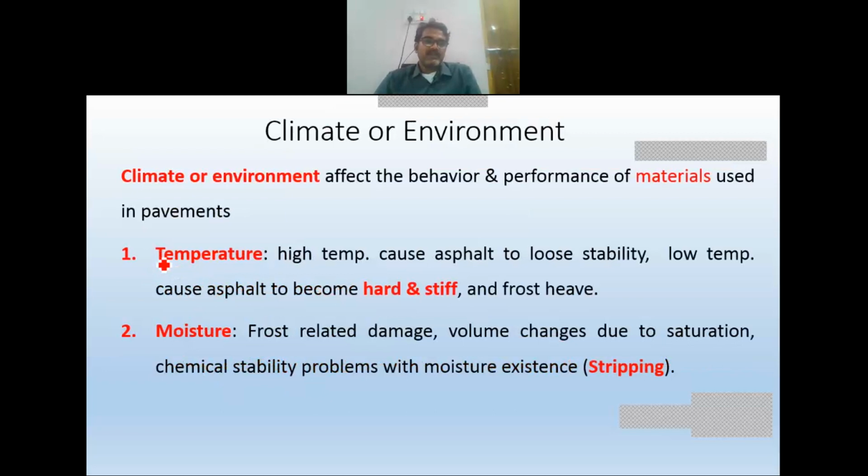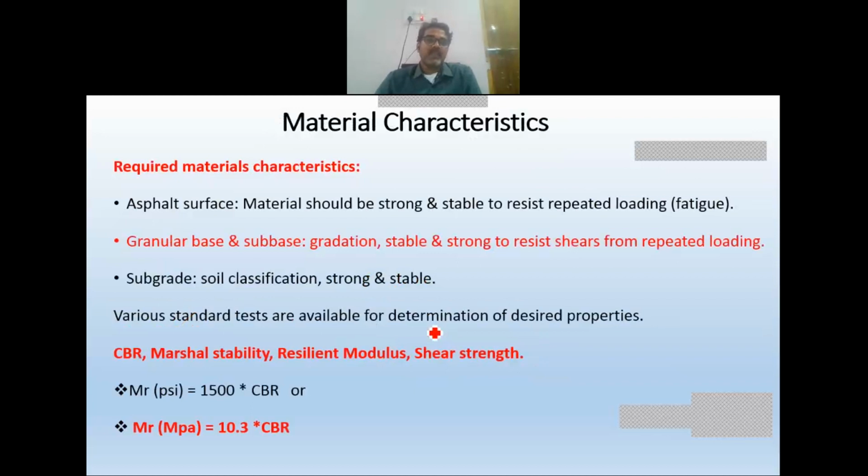Then environment, yes, we need temperature variation, and we also consider moisture, as temperature and moisture affect the pavement performance. Now coming to the material characteristics, yes, there are different types of materials used in the construction of flexible pavement. If you see from the top, there will be an asphalt surface, that means bituminous surface. Then below that, there will be base course, granular base, granular sub-base course, that means we use aggregates of different sizes.